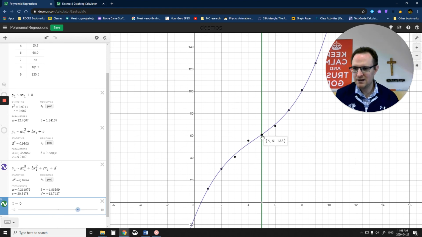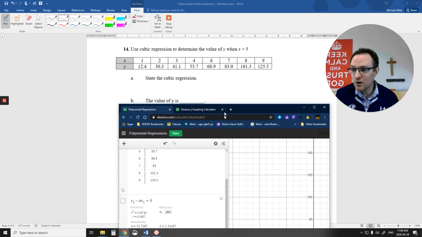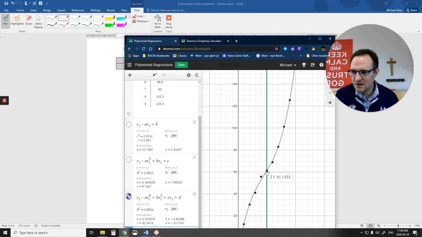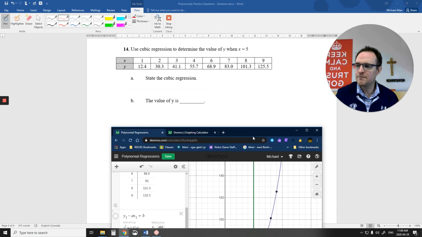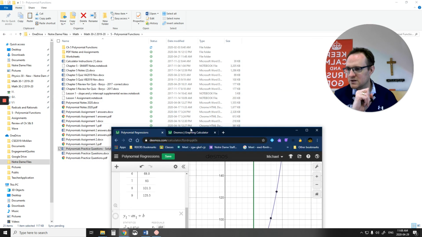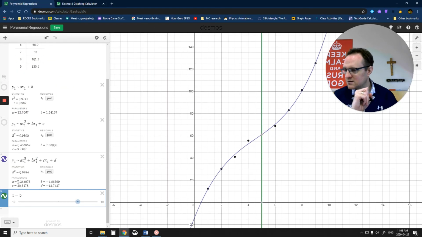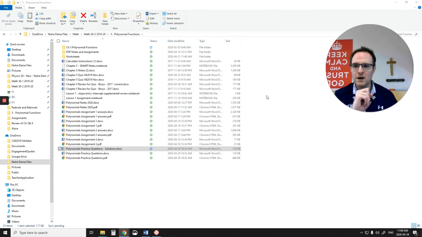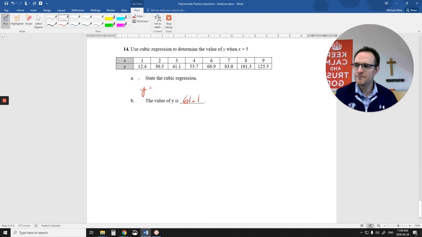You put a little vertical line there, and you notice that my y value is 61.1. 1 decimal place here. Everything else is 1 decimal place, so let's just use that. What did I say it was? 61.1. The regression equation is going to be a bit more laborious to write out, but you're just going to use all these A, B, C, Ds that I have here. Let's just use 1 decimal place for all those.